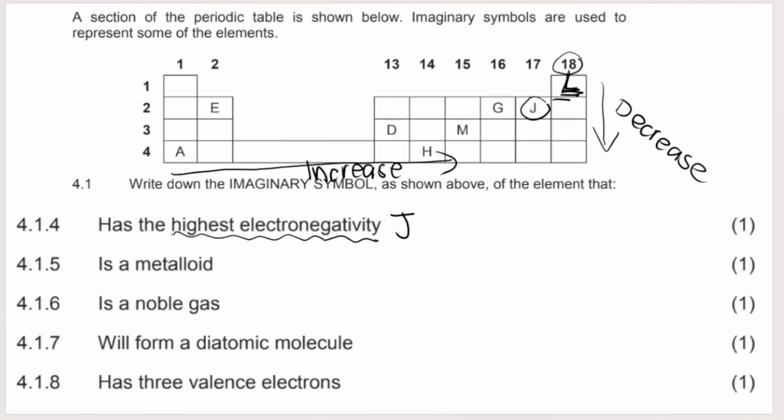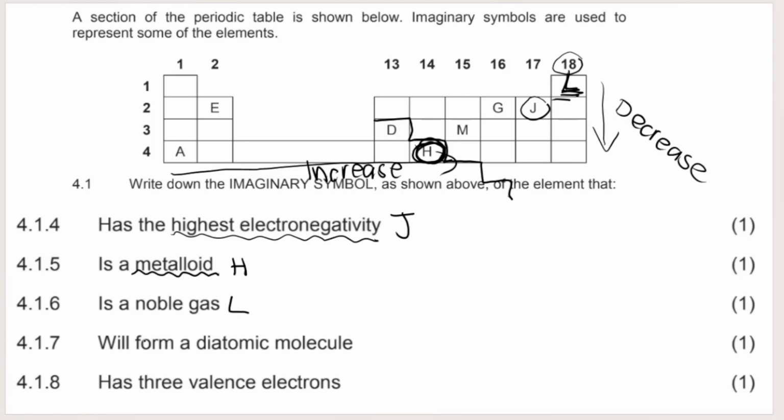For 4.1.5, they want to know which atom is a metalloid. Another word for metalloid is a semi-metal, so it has properties of both metals and non-metals, so that would be H. If you look at your periodic table, there is a step that you can draw on your periodic table, and around that step, H is one of those elements. H is actually germanium, and it is a metalloid, it is a semi-metal, it has properties of both metals and non-metals. Then they want to know 4.1.6, which one is a noble gas. So we mentioned that L is the noble gas.